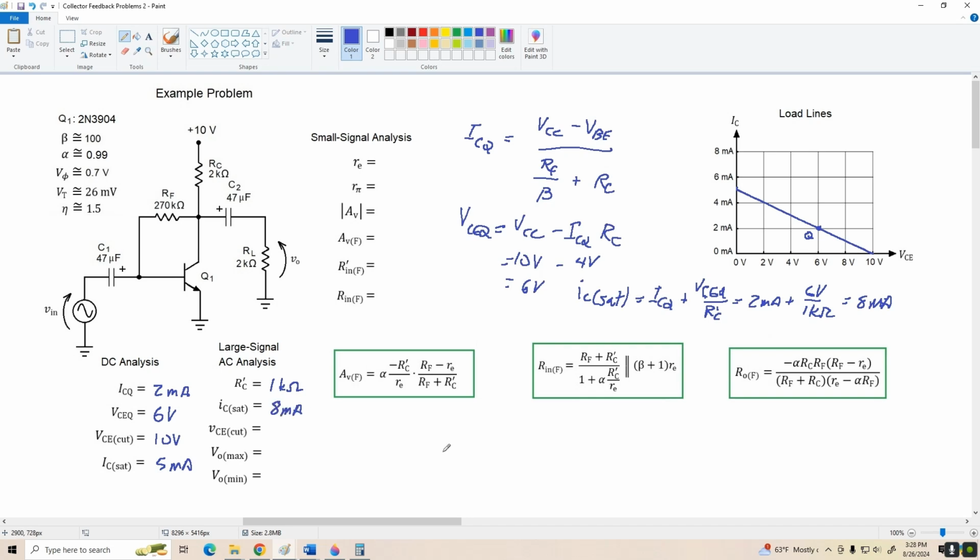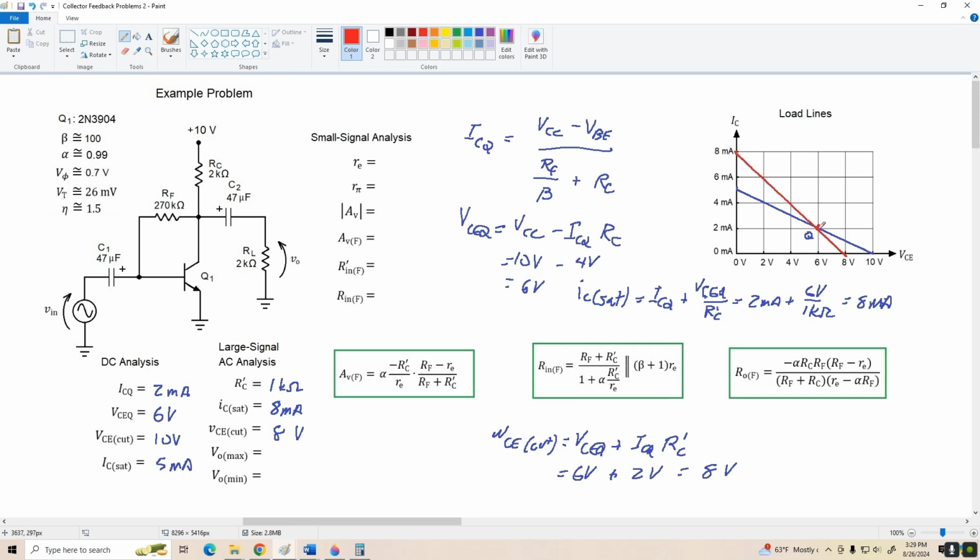All right, let's see. I'll do the VCE cutoff down here. VCE cutoff is equal to VCEQ plus ICQ times R prime C. So that gives us 6 volts plus 2 milliamps times 1K is 2 volts. So we get 8 volts. All right, so 8 milliamps and 8 volts. Let's construct our AC load line. We'll use red this time. So we're going 8 milliamps to 8 volts, and there's our AC load line.